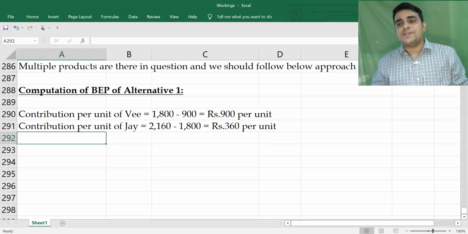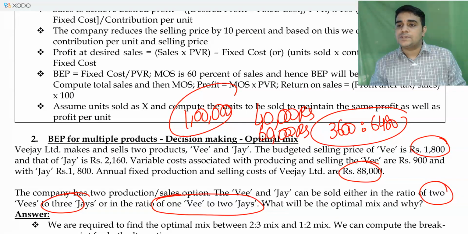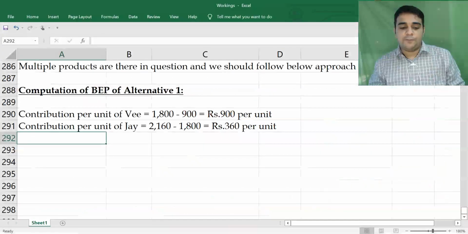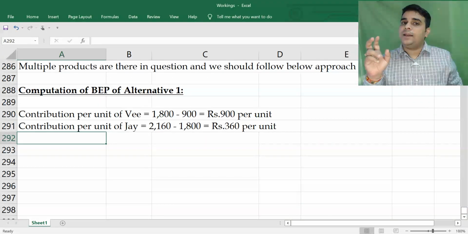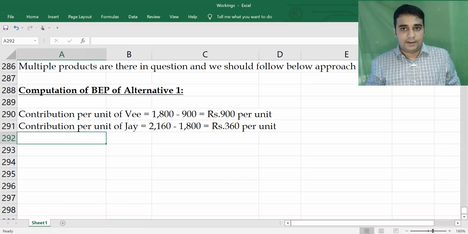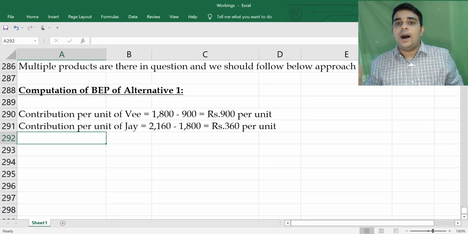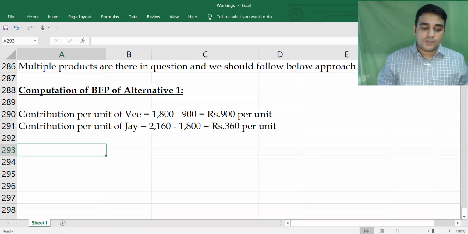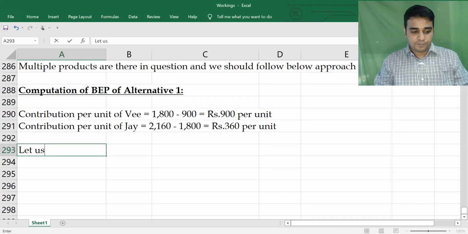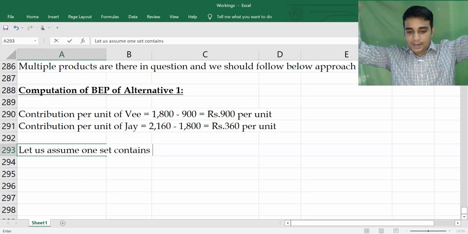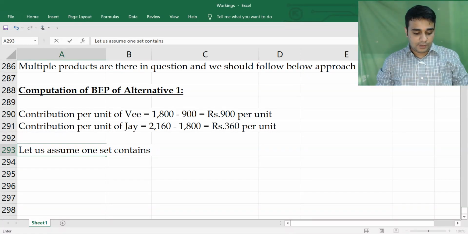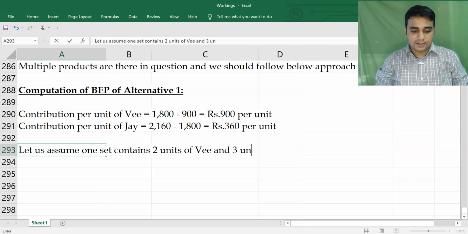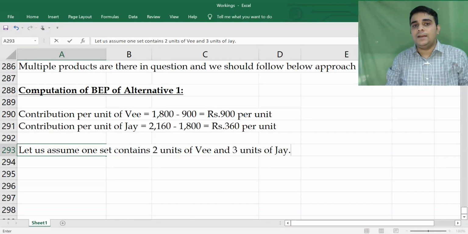In my first alternative, I am planning to sell 2V and 3J. The issue for me is, in the denominator, should I write 900 or 360? Now let us assume one set contains 2 units of V and 3 units of J.